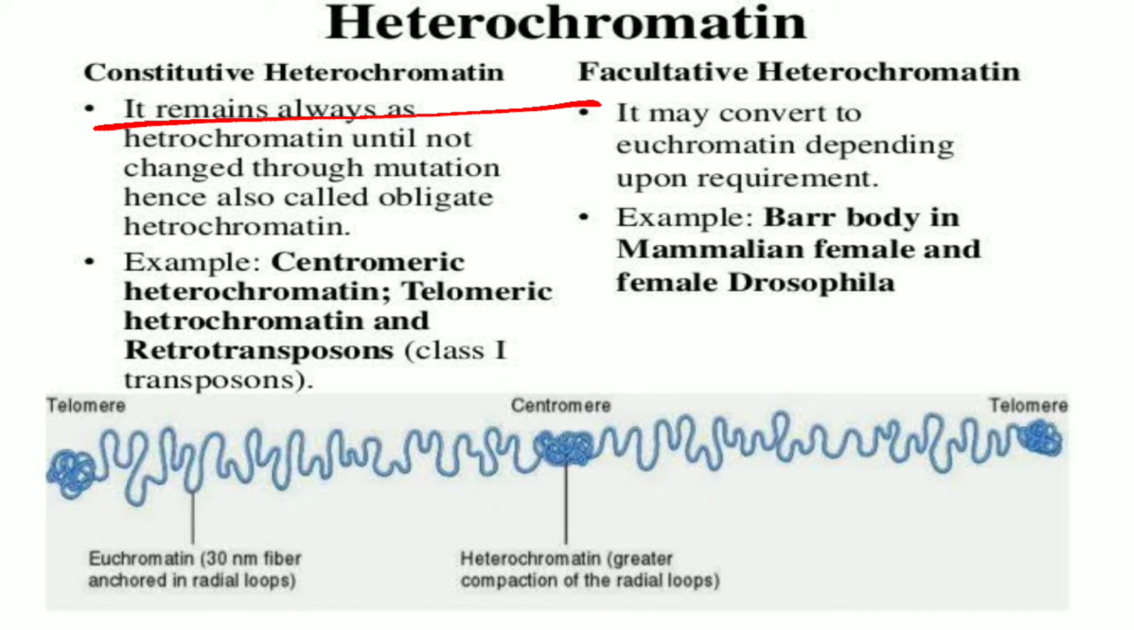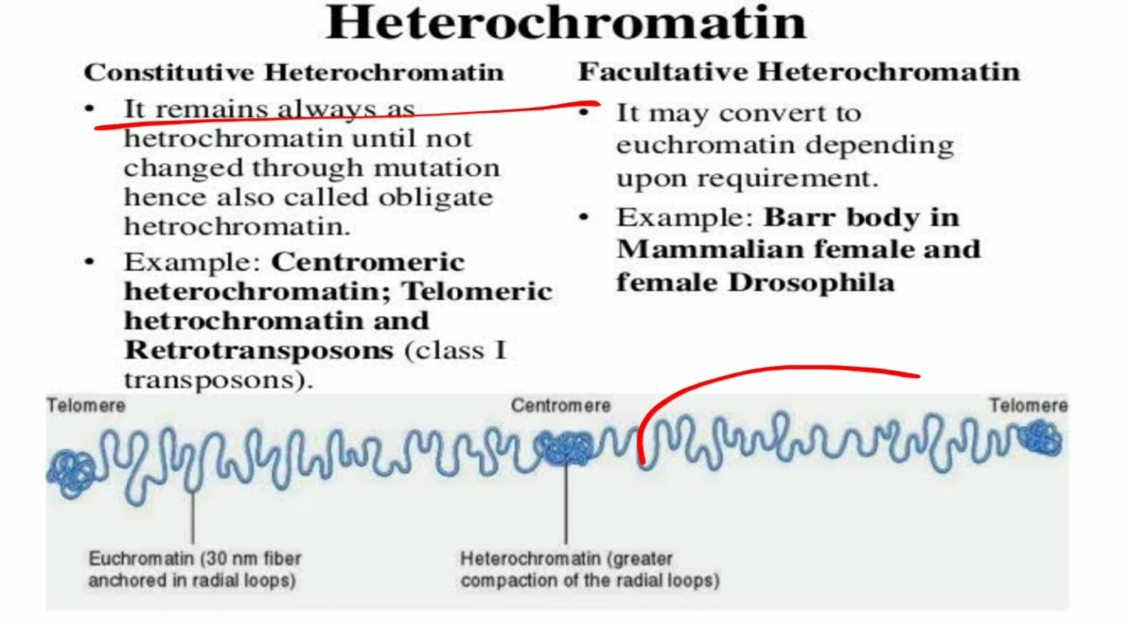The centromeric heterochromatin helps in recognition and association of the homologous chromosomes during meiosis. During interphase, these regions of constitutive heterochromatin aggregate and form chromocenter. Now, the examples, as I have told you, are the centromeric heterochromatin, telomeric heterochromatin and retrotransposons, that is class 1 transposons. Now, the heterochromatin, no doubt, is divided into facultative and constitutive.